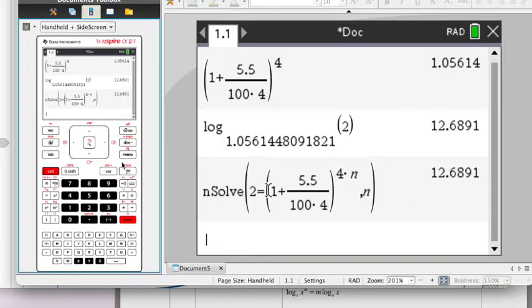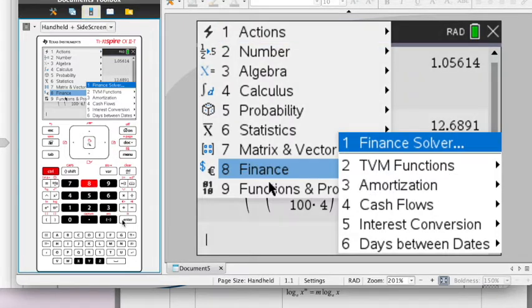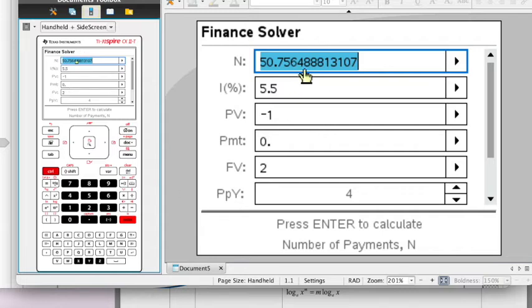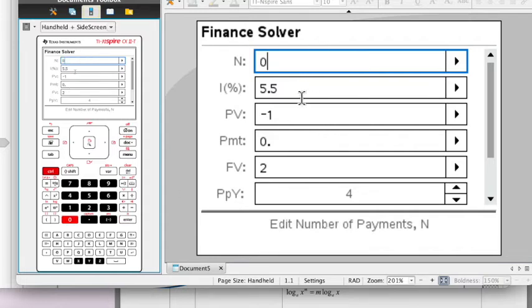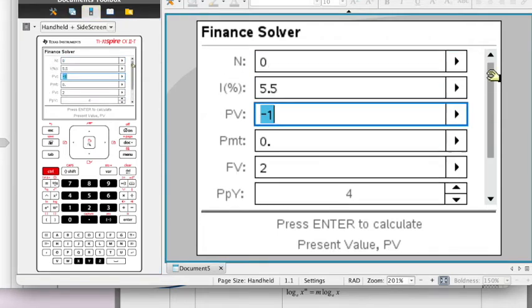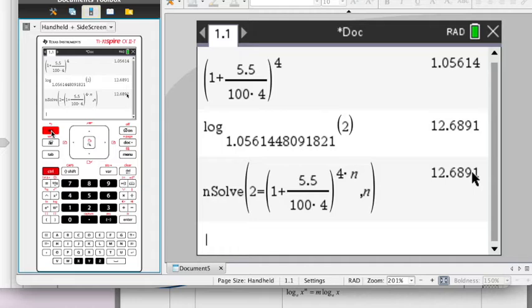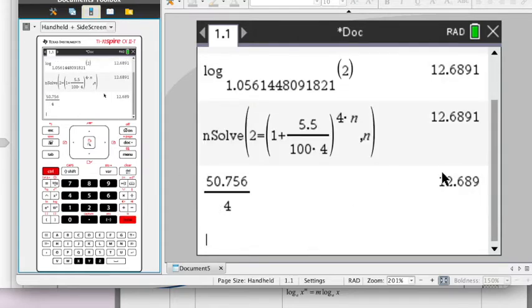Now there is another way, a way that I'm not too familiar with, and I often avoid it, but I'll show you. Finance solver. I've already put in the numbers here, but let's say this was not there. You can put in 5.5, -1, 2, and 4 down there because it's quarterly, then you come up here, hit enter, and now you get 50.756. Now you have to be careful here because you have to know how to use this. It's 50.756 divided by 4 because it was quarterly, so it's actually 12.689 years. That one can be a little tricky if you're not familiar with it.